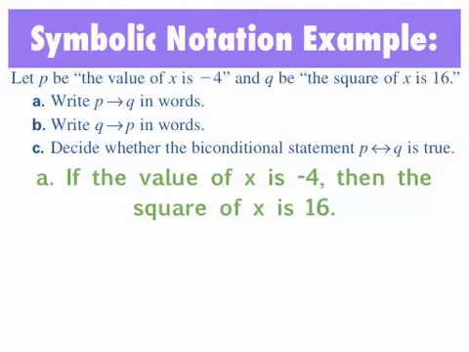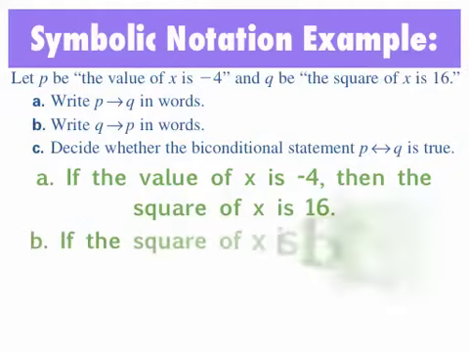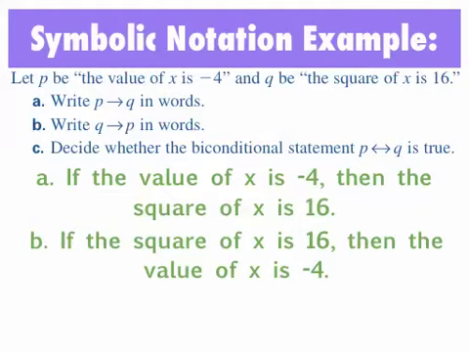B asks us to write the converse. Notice it's using symbolic notation, so it says write Q implies P in words. We're just switching the hypothesis and the conclusion. So it would say: if the square of x is 16, then the value of x is -4.